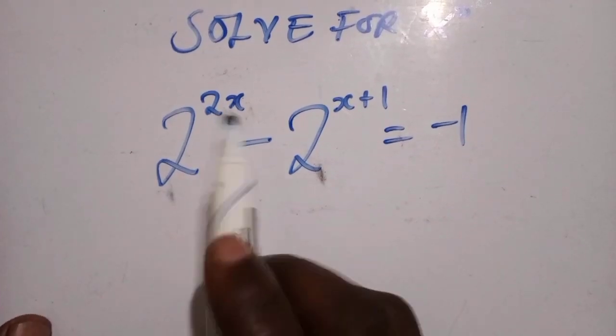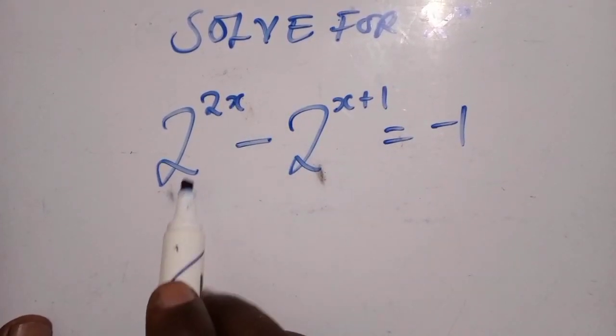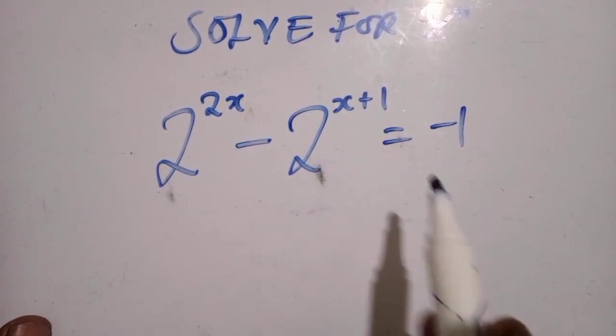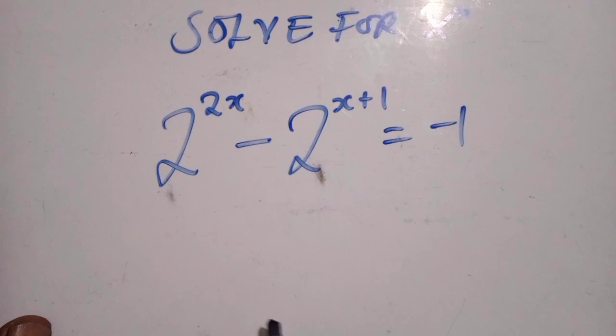Hello guys, welcome back. Let's solve for x. We have 2 power 2x minus 2 power x plus 1, which is equals to negative 1.